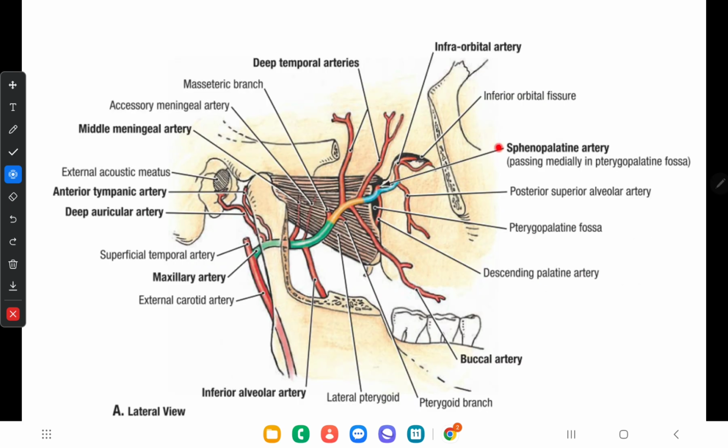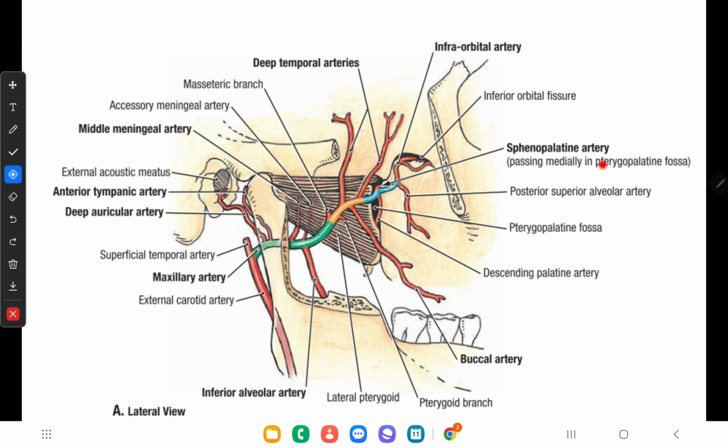When we talk about the sphenopalatine artery, it is the continuation of the maxillary artery. Sphenopalatine artery, we call this as the continuation of the maxillary artery. It leaves through the sphenopalatine foramen to enter into the nasal cavity. This sphenopalatine artery enters into the nasal cavity and it involves the anastomosis of the Little's area as well.